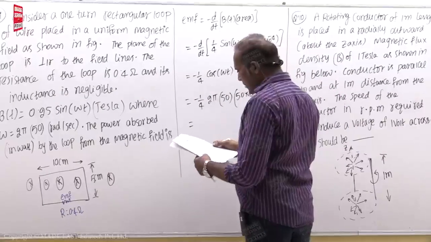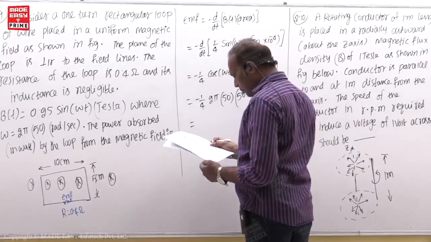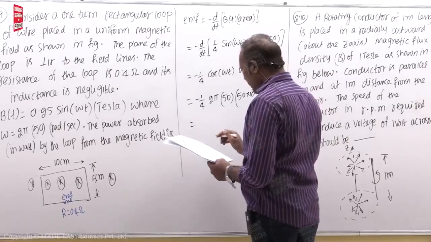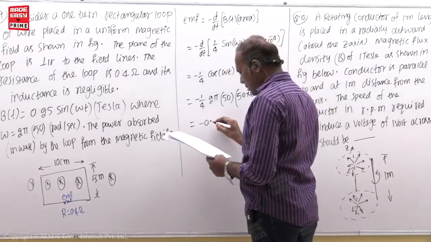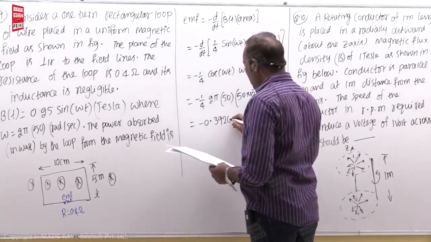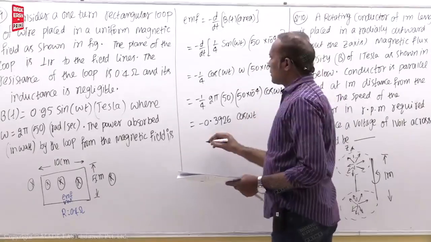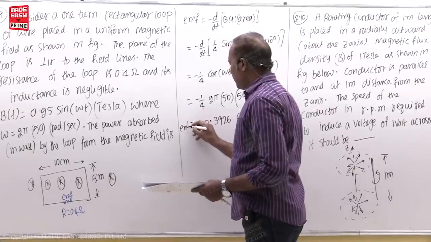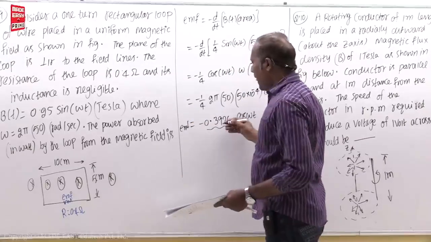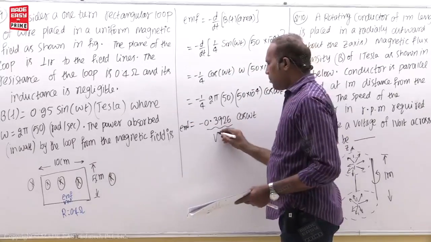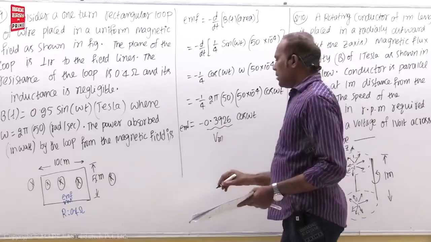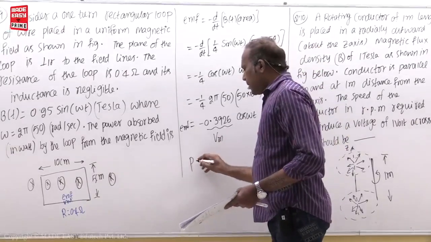So this value is minus 0.3926 cos omega t. So this is the EMF. This is called the maximum value of the EMF or peak value. This is Vm.